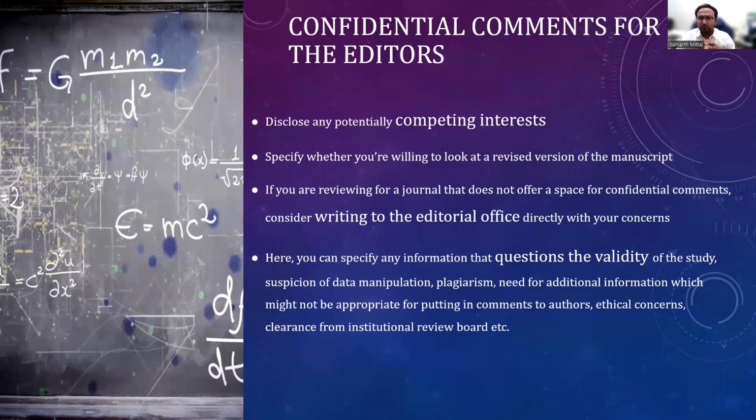Now, confidential comments to the editors: disclose any potentially competing interests here, because then you may be biased regarding the manuscript. Specify whether you, as a reviewer, are willing to look at the revised version of the manuscript. If you're reviewing for a journal which does not give you the option of writing confidential comments to the editor, then write to the journal office directly. In this section, you can specify any information that questions the validity of the study. If you have any concerns about data manipulation or plagiarism, or need any additional information which may not be appropriate for putting in comments directly to the authors, put it here.